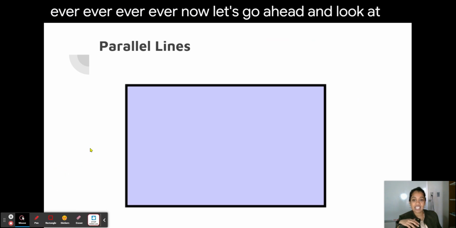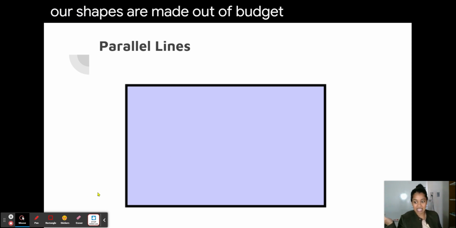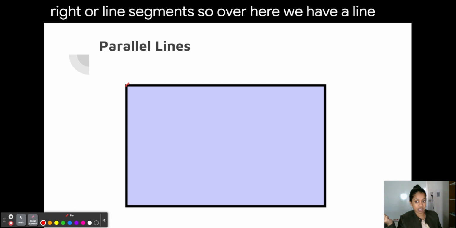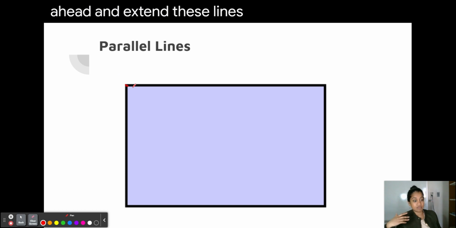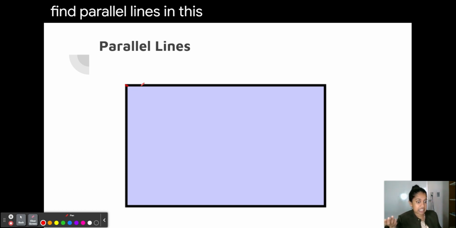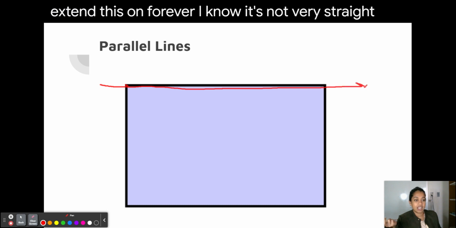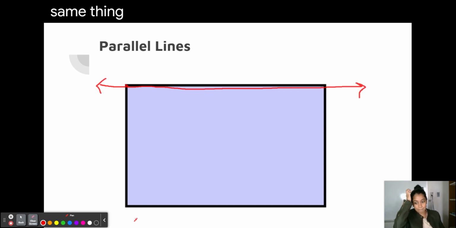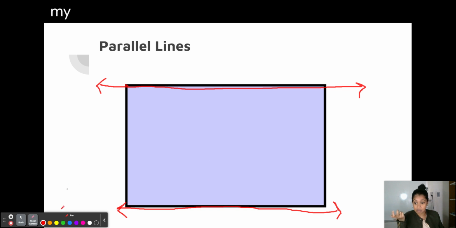Now let's look at this in a shape. Over here we have a rectangle. Our shapes are made out of a bunch of different lines, or line segments. So over here we have line segments forming a rectangle. I'm going to extend these lines to see if we can find parallel lines in this rectangle. If I take this line right here at the very top and extend it forever, I know it's not very straight, and then do the same thing on the bottom, sorry guys, that's not very straight, these two would be parallel lines. My red lines would be parallel lines.